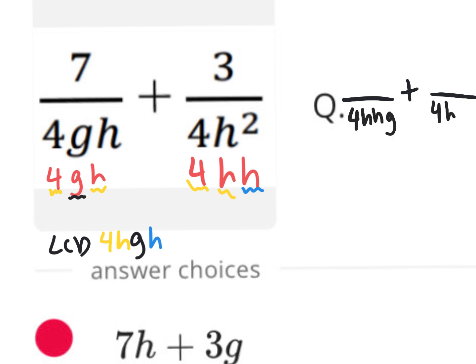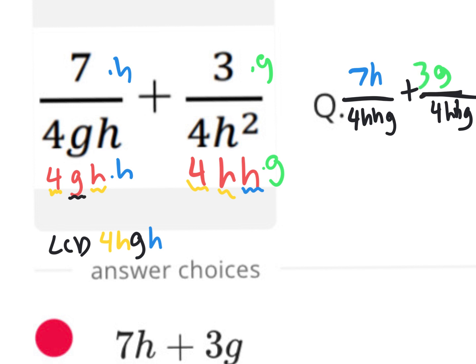The 4hg. And ask yourself, what do you do to this 4hg to get 2 h's right there? Well, you have to multiply both top and bottom by an extra h, giving you a 7h. And then what do you do to this 4hh to get a 4hhg? Well, you have to multiply by a g, both top and bottom. So you get a 3g up there.